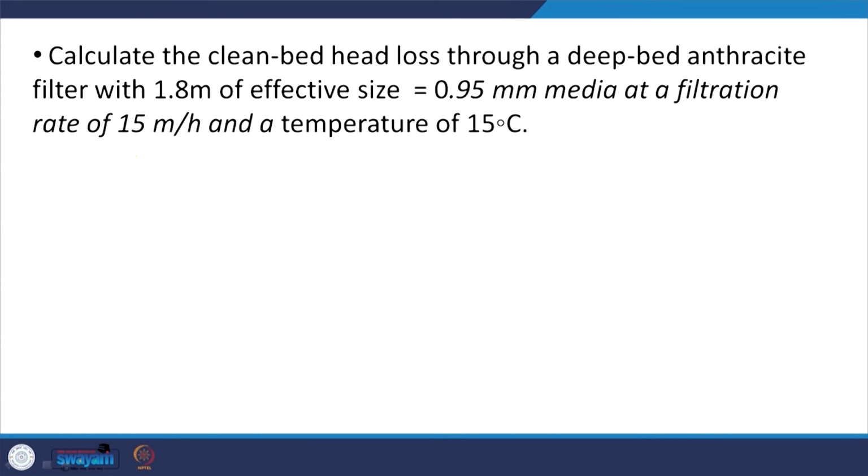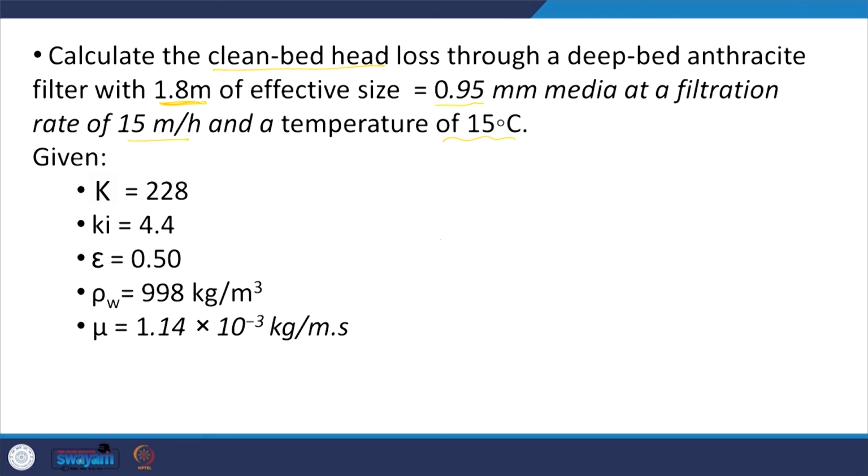So, we are asked to calculate the clean bed head loss. This is the clean bed head loss through a deep bed anthracite filter with 1.8 meters of depth, with an effective size equal to 0.95 mm media, at a filtration rate of 15 meters per hour and a temperature of 15 degrees centigrade, let us say. Effective size and deep bed of 1.8 meters, this is given. So, let us see how to go about it. We have the relevant constants which are given. If not, you will have to look at the relevant table, porosity and such.